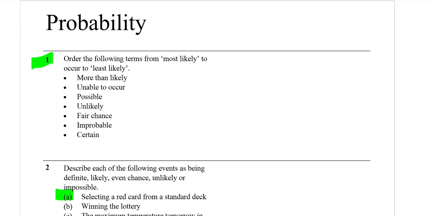Today we're doing probability, which is the last section that we need to do for your exam. Let's go through these questions. So number one, order the following terms from most likely to least likely to occur.